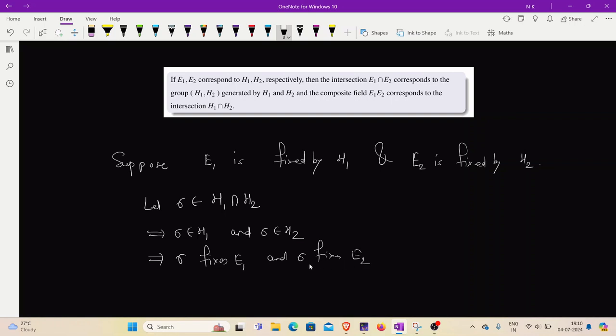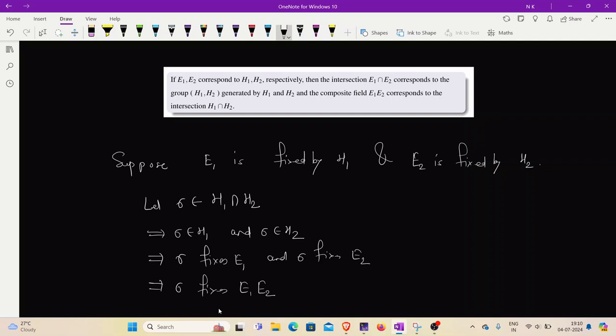Right? Okay. So what does it mean? That means sigma fixes both E1 and E2. So sigma fixes the composite of these two. So sigma fixes E1 E2 as well. Okay, so that's the first part.